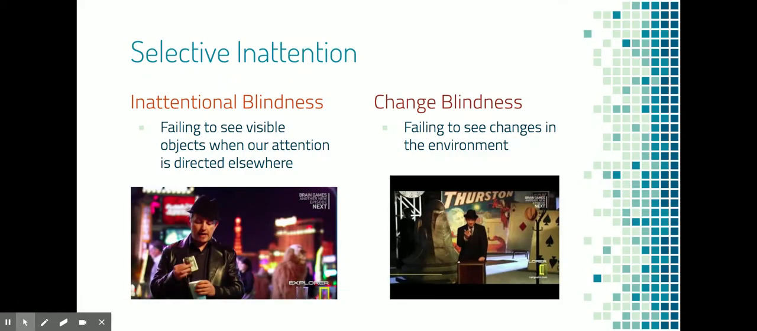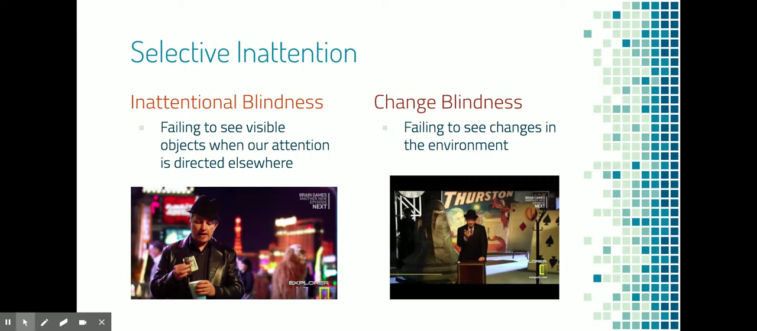So now let me give you some specific types of selective inattention. Notice that says selective inattention. Okay, so one type of this is something called inattentional blindness. This is where we fail to see visible objects when our attention is directed elsewhere. And I'll play a video of this for you.